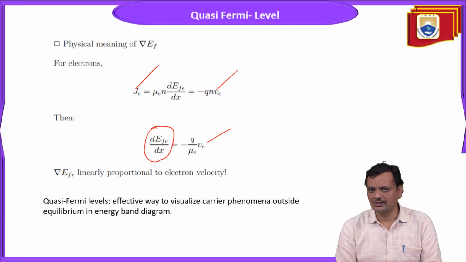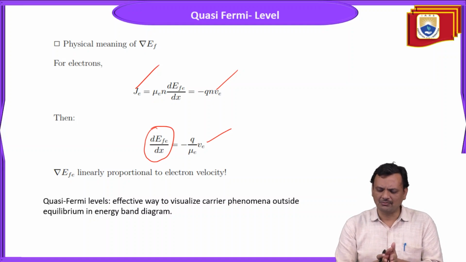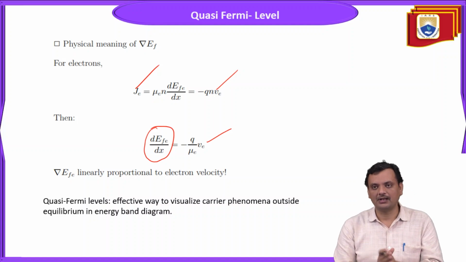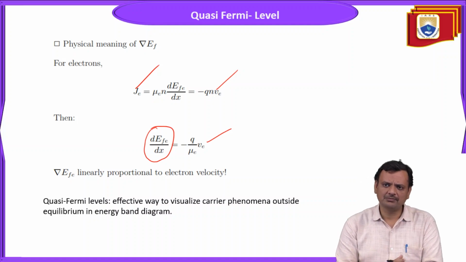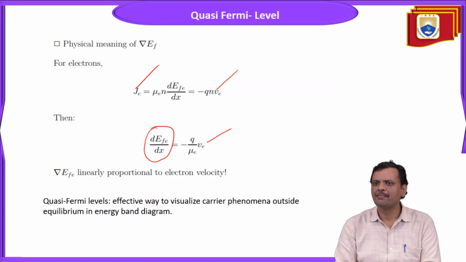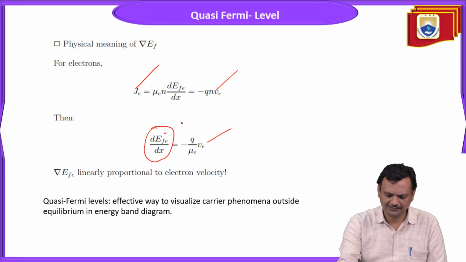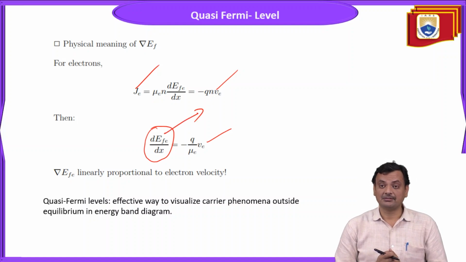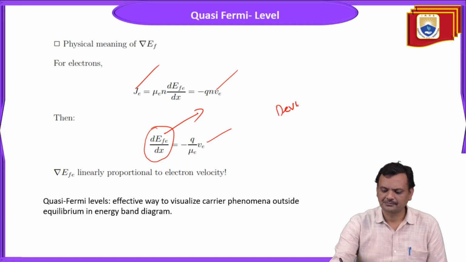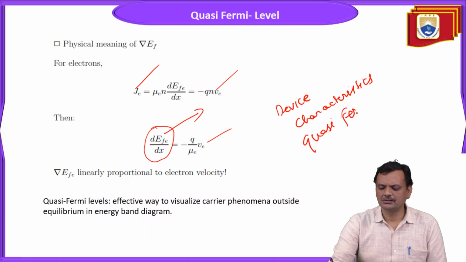So quasi Fermi level is nothing but an effective way to visualize carrier phenomena. What type of force, or what amount of force, the carriers will experience inside any semiconductor device, and due to that how they will contribute to the current, all these things can be visualized by quasi Fermi levels. So that's why for device characteristics, quasi Fermi levels are very, very important.